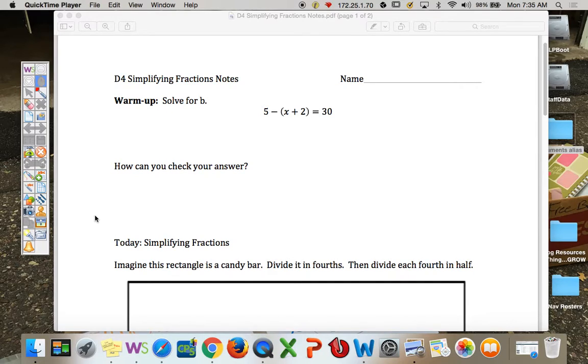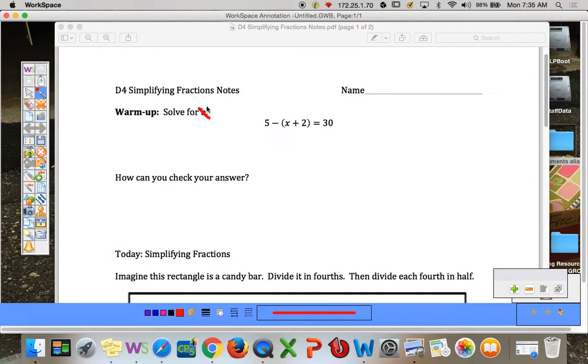Look at simplifying fractions. Let's start with the warm-up. Solve for b, and it should say solve for x. Okay, so we have 5 minus parentheses x plus 2 equals 30. Now when we're solving for a variable, remember we're going to use opposite order of operations.